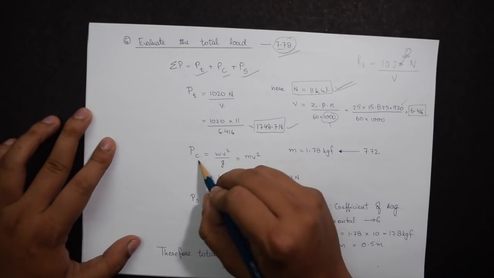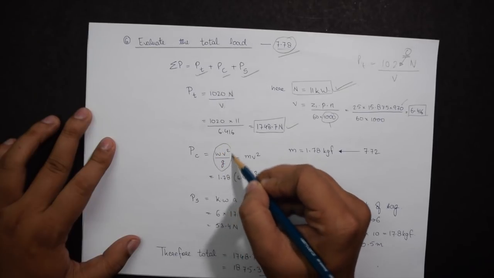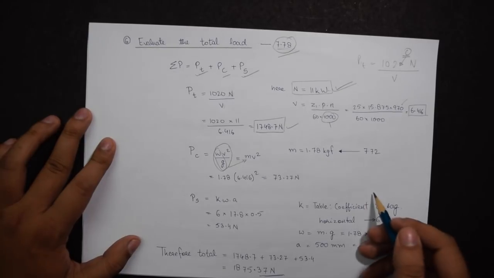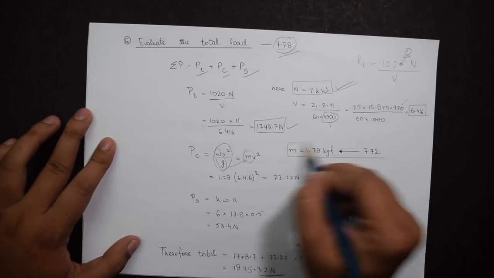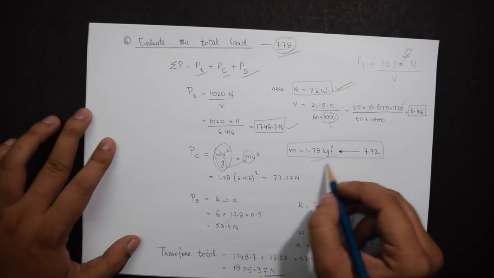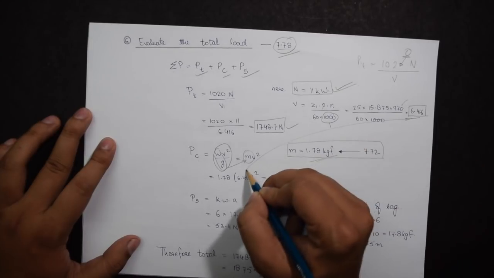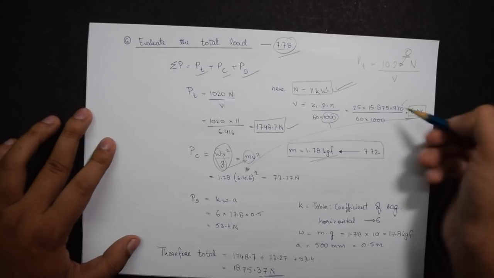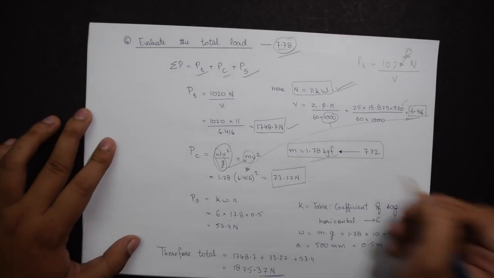Now P centrifugal can be calculated by the given formula WV square divided by G. I can any day write W by G is equal to M. Also, the value of M is given on page 7.72, the big table, as 1.78 kgf. And we just calculated the value of V from P tangential. Thus, we got the value of M from page 7.72 and the value of V from this formula. Therefore, P centrifugal comes out to be 73.27 Newton.